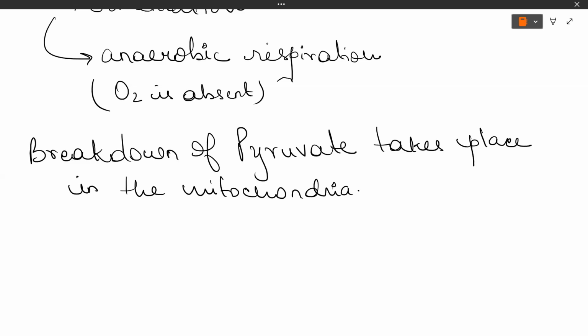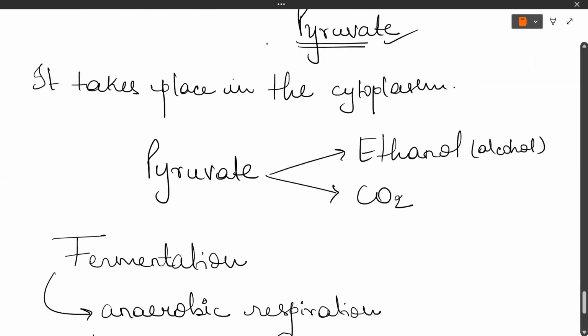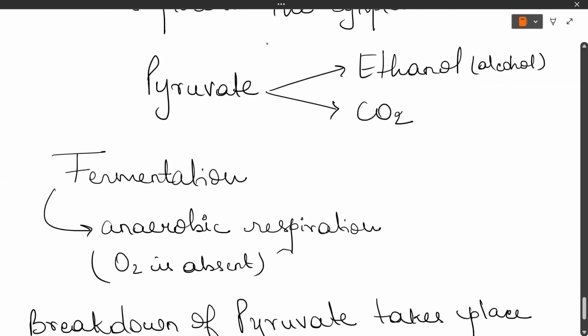But in the figure in your book it says energy as well: ethanol plus carbon dioxide plus energy. Okay then. For your class, you can say that energy is also there. Why should I tell you something out of the syllabus? So for this, you can say yes, energy is also released. Is it clear? Yes, ma'am.